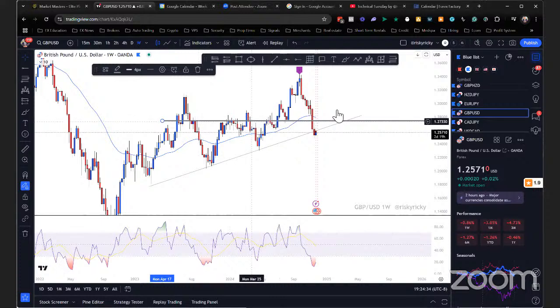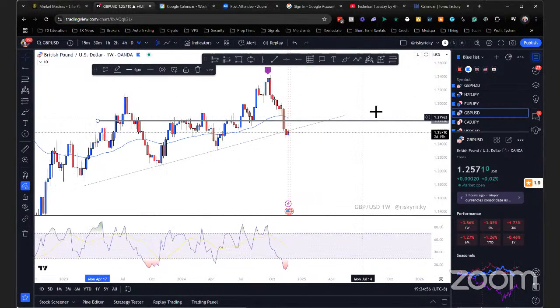Okay, so we have a pretty decent area right there where price could go up into this level and then continue to drop down. I think overall bullish momentum for the US dollar, especially with Trump coming in as president, you should be expecting more strong movement on the US dollar.